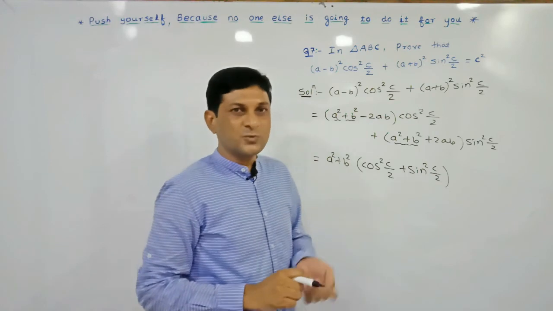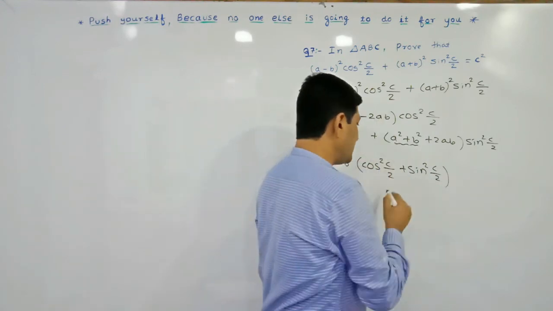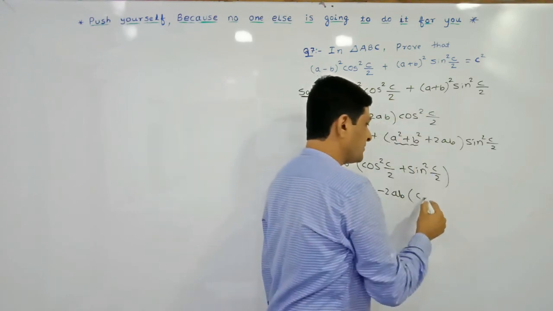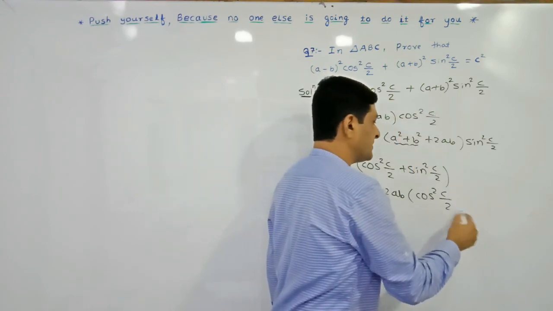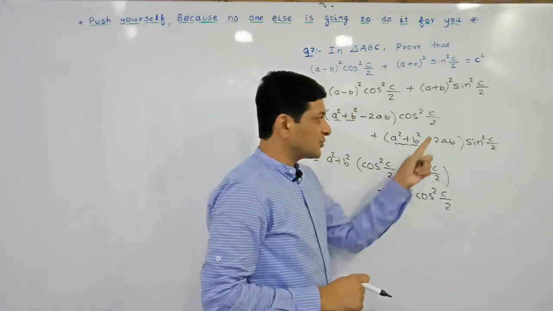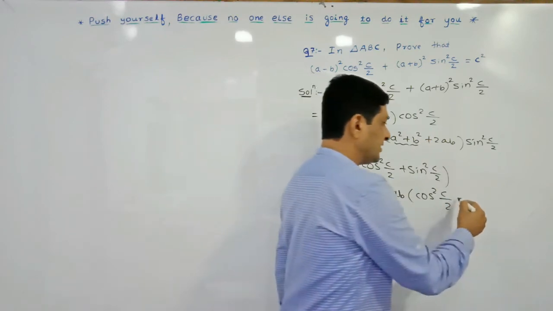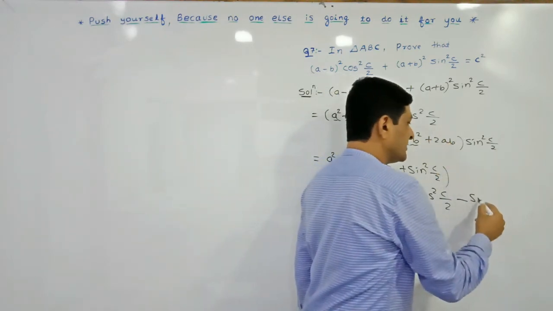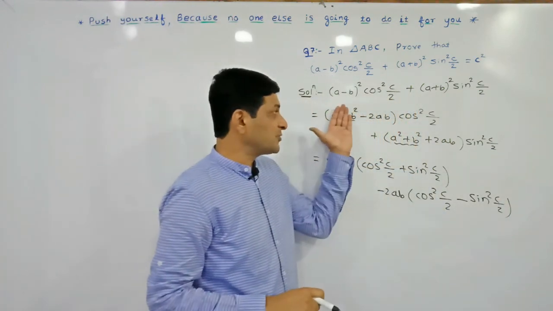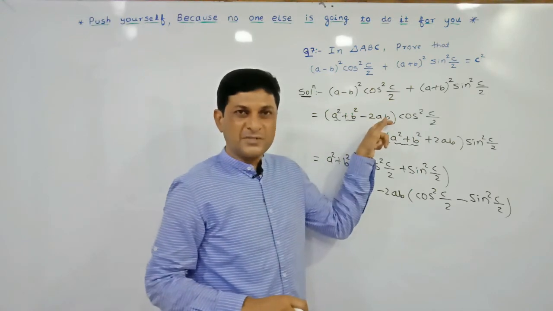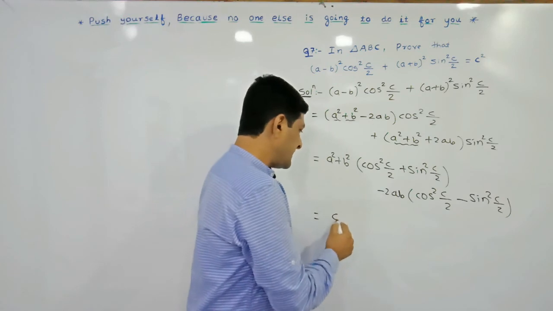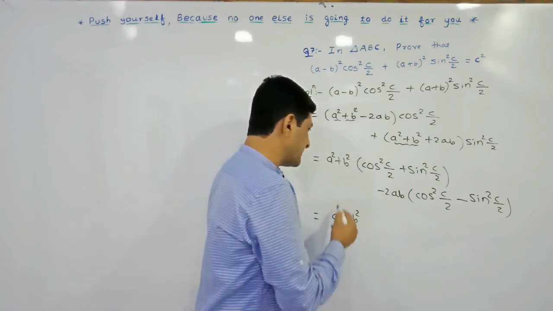I am taking minus 2ab common from these two terms. If I am taking minus 2ab common from the first term, so here its coefficient, or we can say its multiple, is cos²(C/2). And if we are taking minus 2ab common, the positive term will become what? Negative, and here its multiple is what? sin²(C/2). So we have collected the terms of a² + b² and then we have taken minus 2ab common from both the terms. So which is equal to, keep this a² + b² as it is.